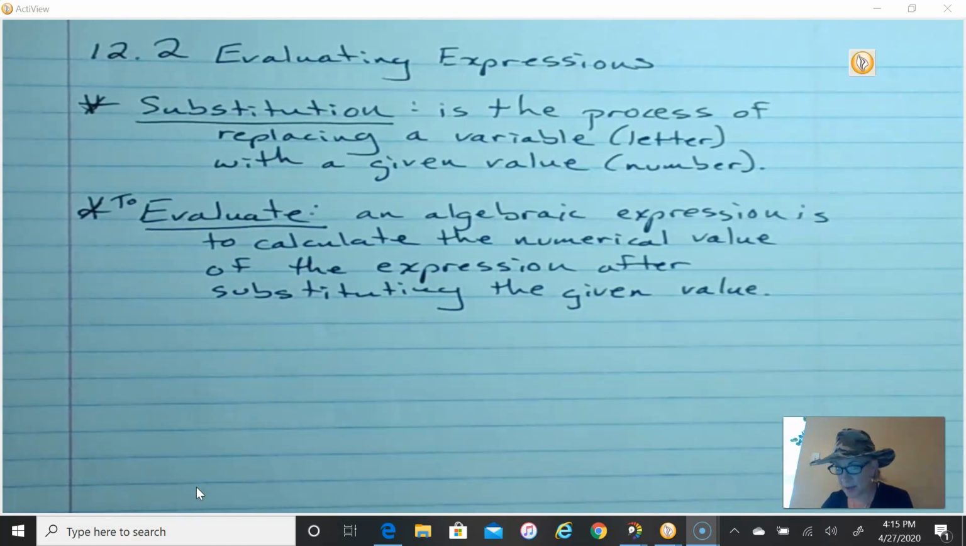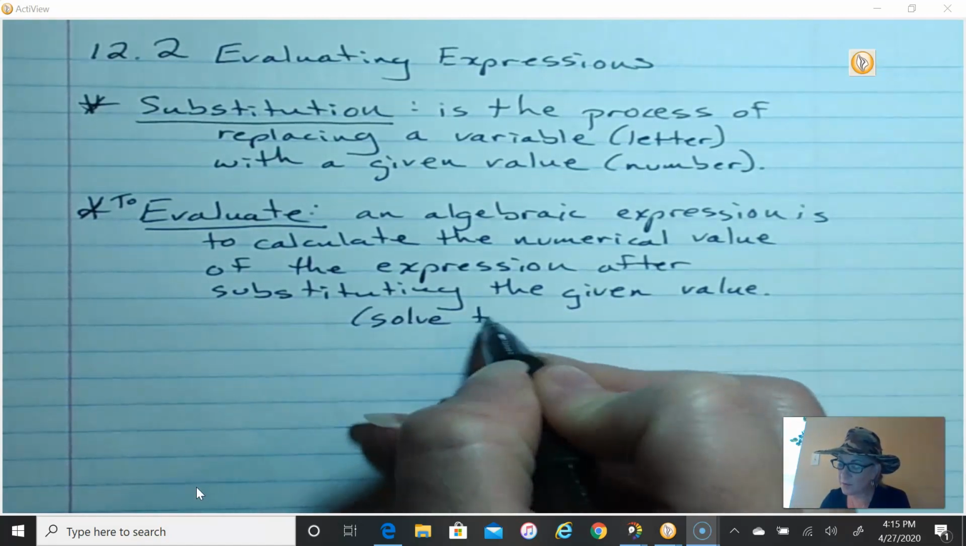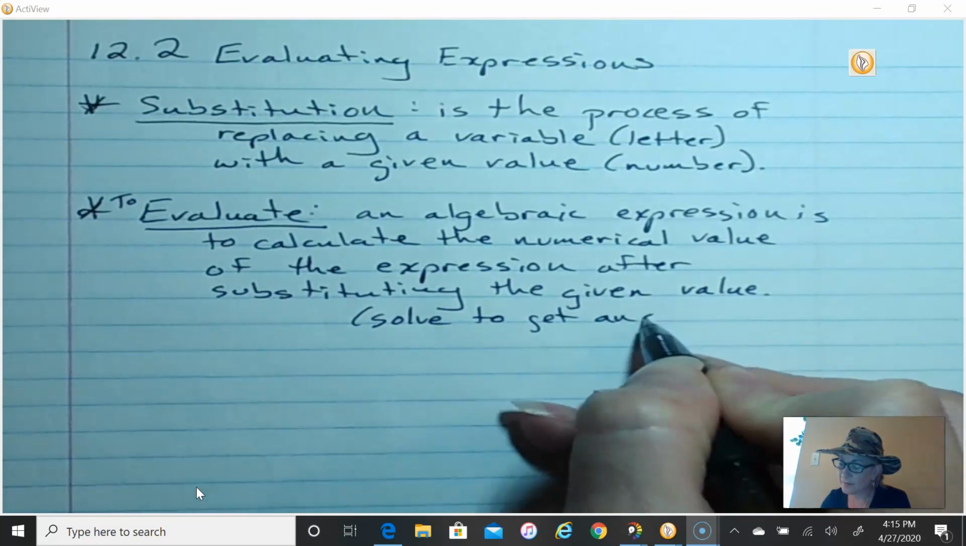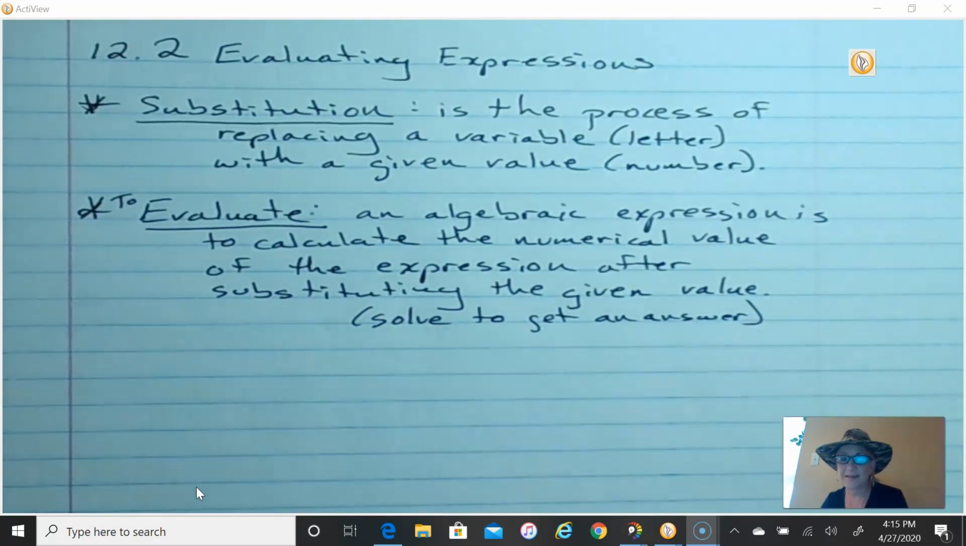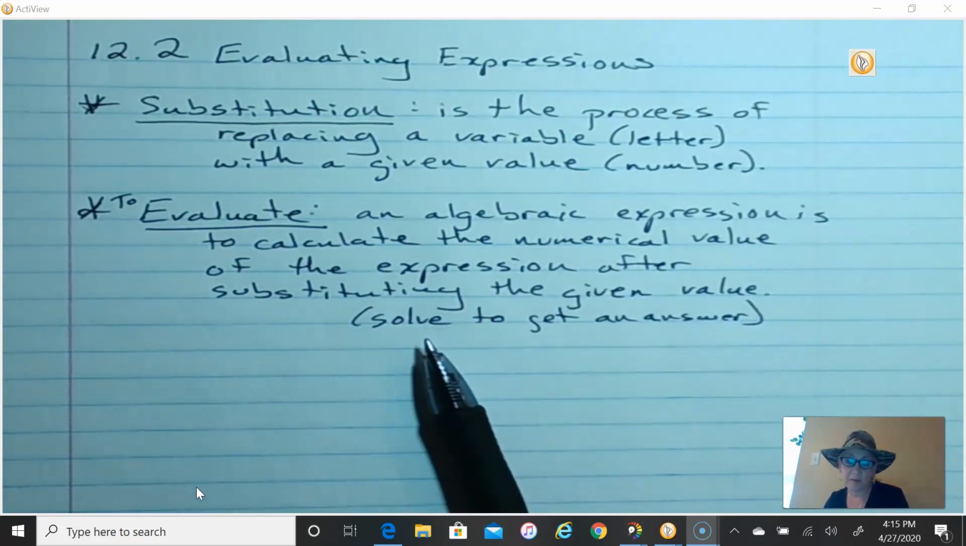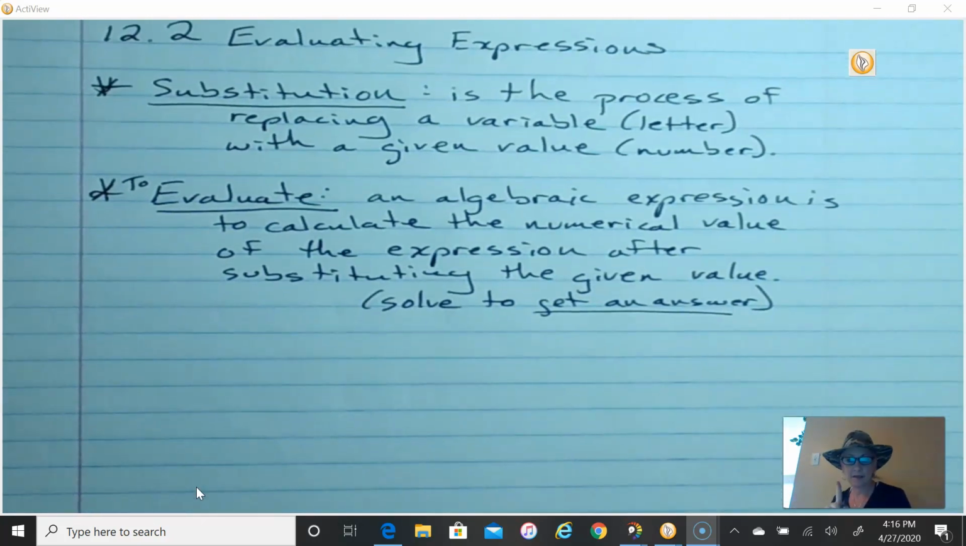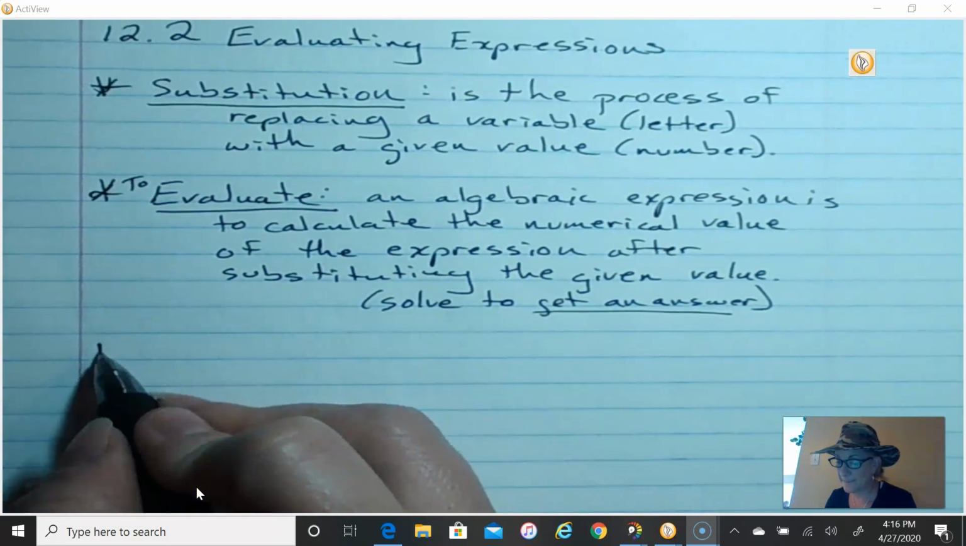Blah, blah, blah. You know what this means? Solve to get an answer. That's it. After you substitute, after you get a number, you just solve, get an answer, do your multiplying, stuff like that. That's a bunch of dumb big words to basically say, get an answer. Okay, so let's start doing examples.